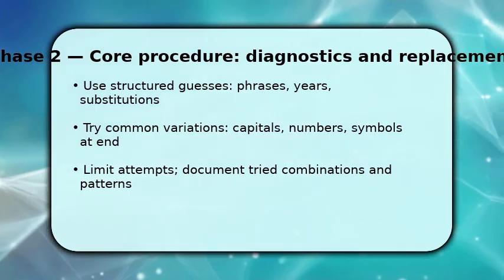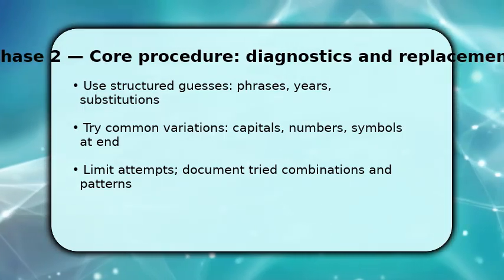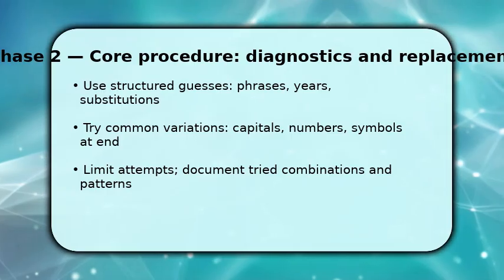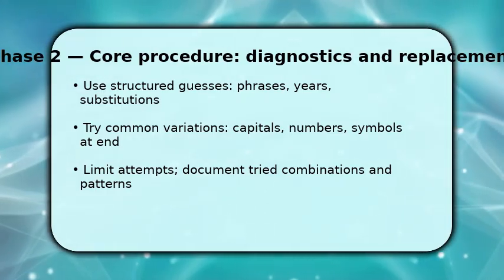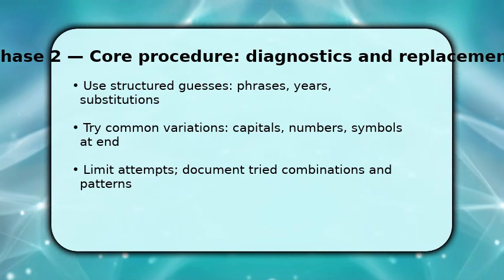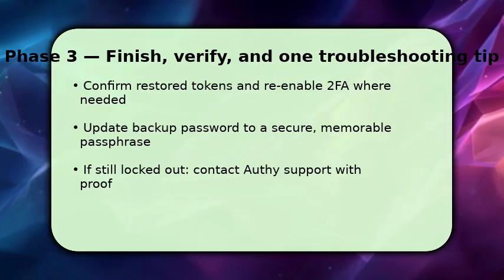If you reach Authy's attempt limit, pause and wait per their rate rules. Once a candidate works, Authy will decrypt the backup and restore tokens, so be precise and patient during this middle. Finally, when a password decrypts the backup, verify each token by logging into services and updating any out-of-date codes.